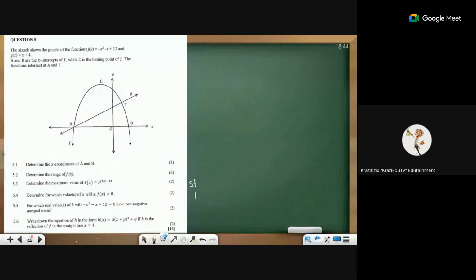I'll give you the important points. Negative x squared minus x plus 12 equals k. Let's first look at that. Guys, what is this? That's f of x, equals to what? k. What is f of x? y. When I say y equals k, it is a horizontal line. Let's stop there. That's our first interpretation.